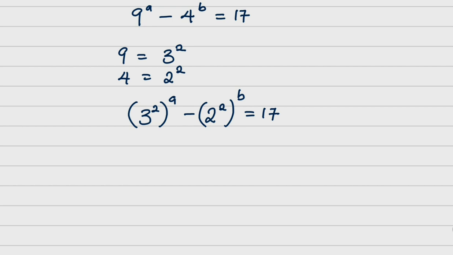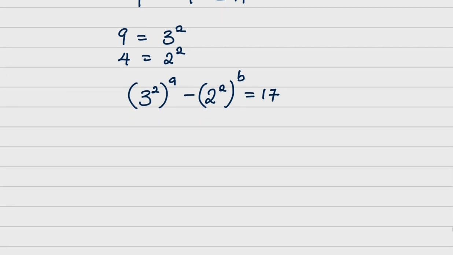Okay, now remember in my previous video I told you if you have x that is in indices, x raised to power n raised to power m can be written as x raised to power m raised to power n. All right, why? Because m times n is commutative.